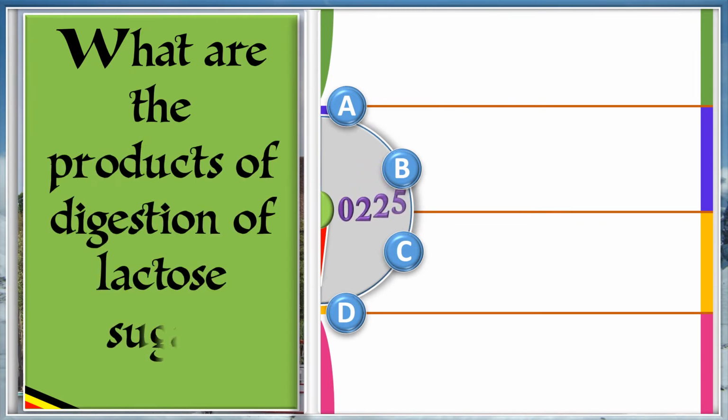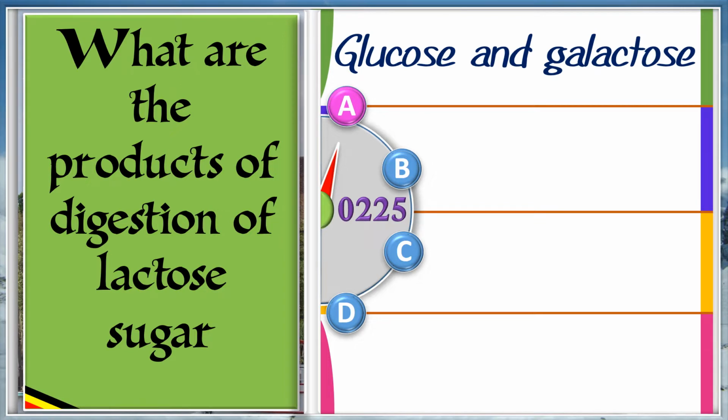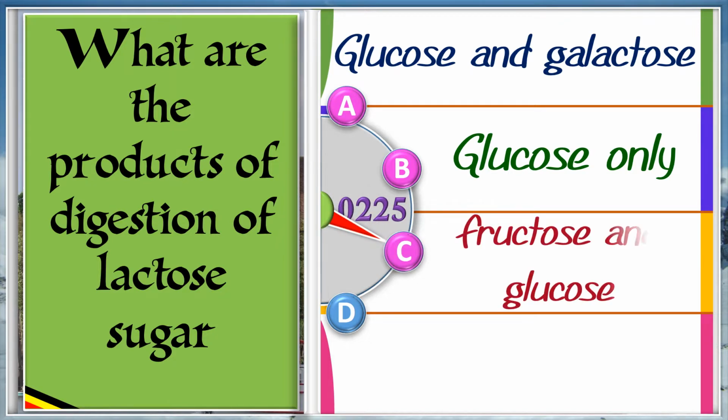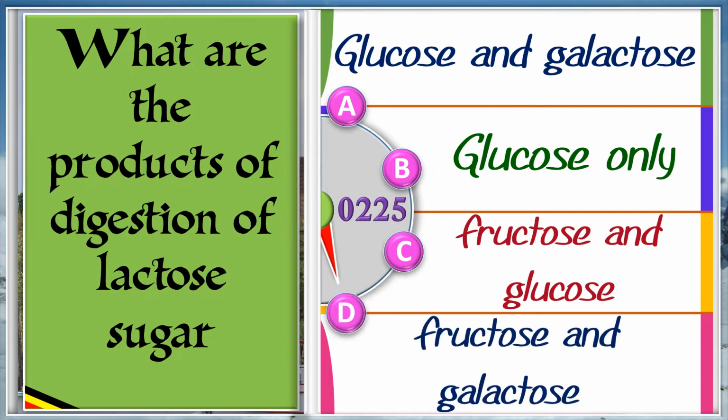What are the products of digestion of lactose sugar? A. Glucose and galactose. B. Glucose only. C. Fructose and glucose. D. Fructose and galactose. And the answer is A. Glucose and galactose.